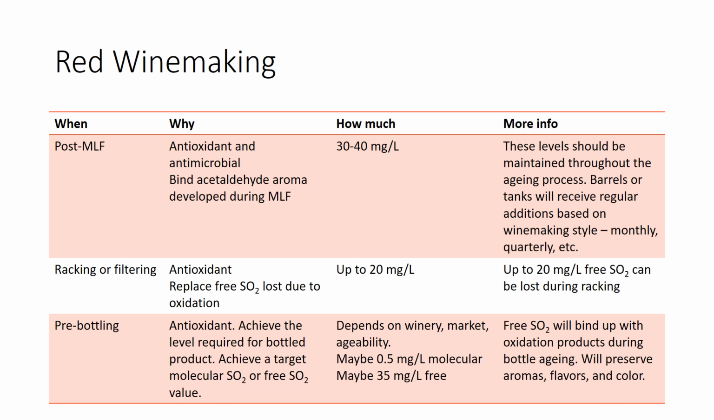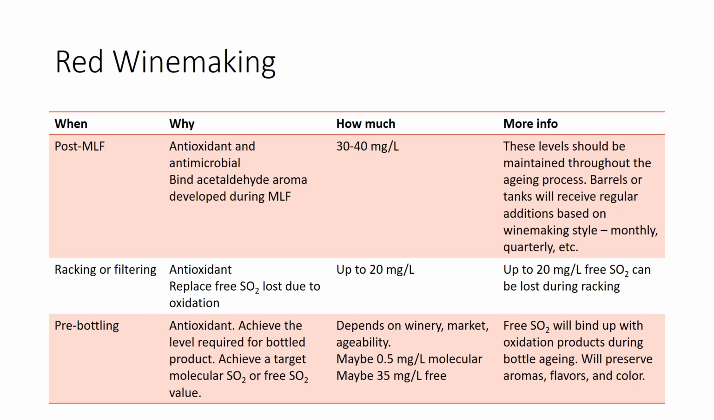Moving on to post-malolactic fermentation. This sulfur dioxide is added for antimicrobial and antioxidant protection, and it may also bind up that acetaldehyde bruised apple aroma that developed during malolactic fermentation. A winemaker usually bumps up their level to a target of 30 or 40 milligrams a liter of free sulfur dioxide, and they attempt to maintain these levels throughout the aging process.